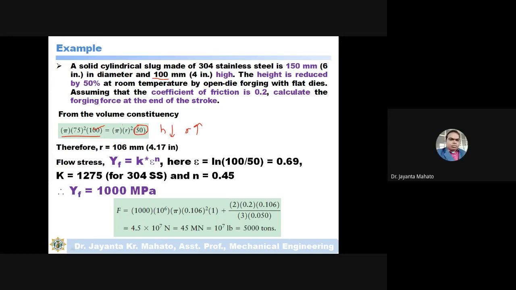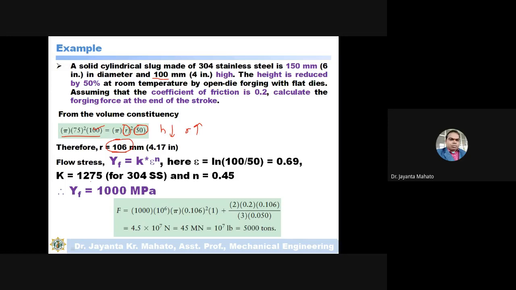From this relationship, you have to calculate the R value, meaning how much the radius increases, the final radius. After the forging operation, the radius will increase from 150 to, sorry, this is actually the diameter, so 75 to 106.